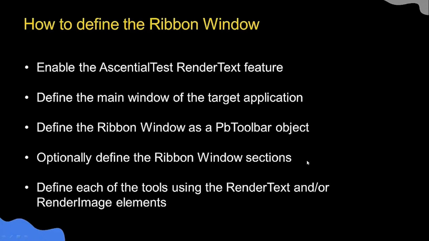Now we can define the ribbon window sections because, as most of you know, the ribbon windows have sections. Some customers I've seen do define the sections and others do not. It doesn't really matter. It'll work either way. And then we're going to define each one of the tools on that toolbar, ribbon window, using either render text or render image. And I've got some examples of both. So let's take a look.